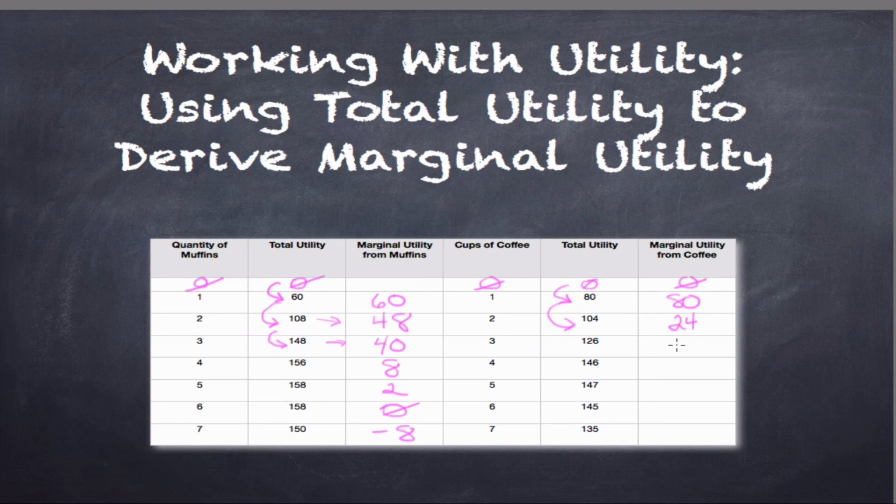We'll fill in the table the same way here. The third cup brings Danny the difference between total utility after 3 and total utility after 2, or 22 utils. We've got 20 units of marginal utility from the fourth cup. We've got only one, still positive, but only one after the fifth cup. And here we see that Danny's had just a little bit too much coffee and is actually dissatisfied from it. And so we can see how, even not given our marginal utility, we're simply going to calculate it or derive it from the change in total utility from cup to cup or from muffin to muffin.